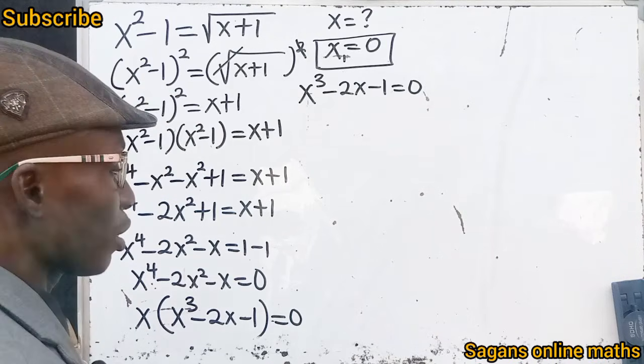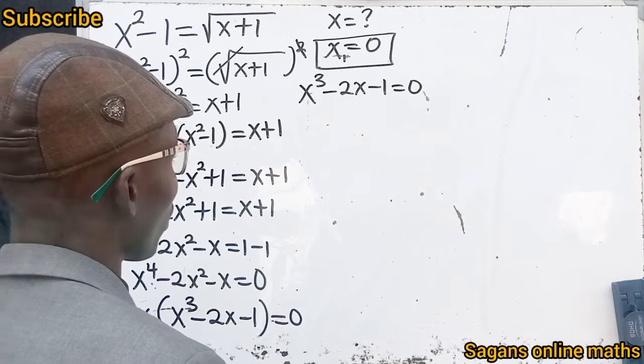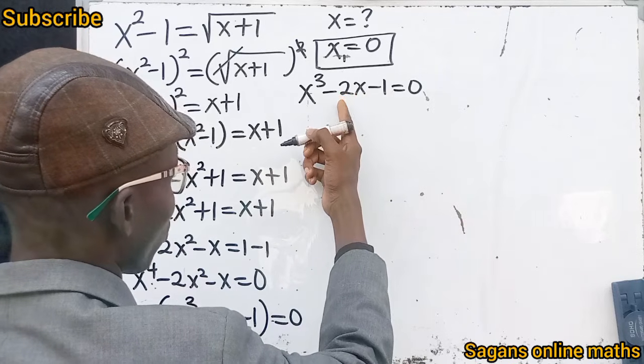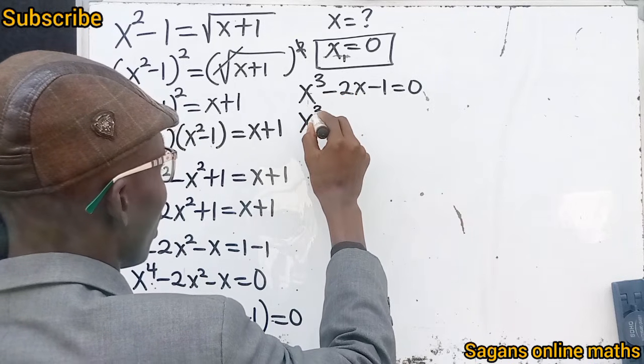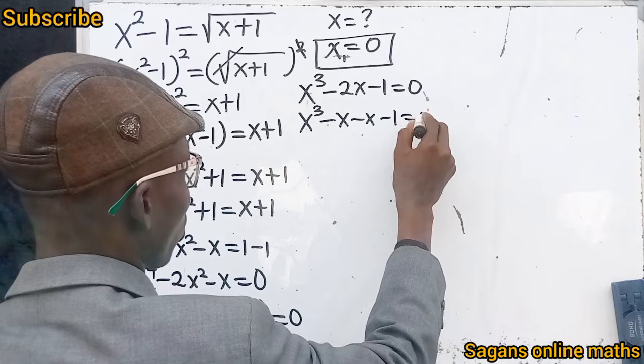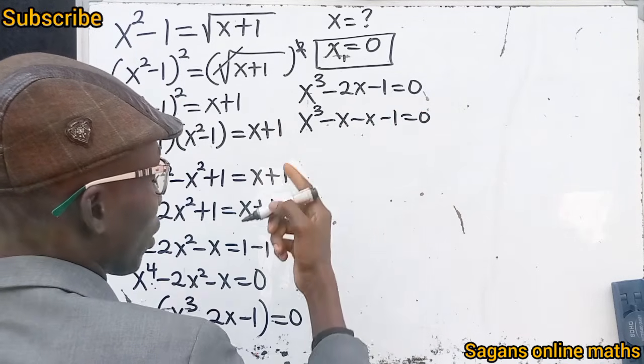What are we going to do here? Wow, we have to be very careful. Now we are not wrong if we decide to work on the equation of x, which is minus 2x as x to the power of 3. Then we can write this as minus x minus x minus 1 equals 0. Because minus x minus x is minus 2x.